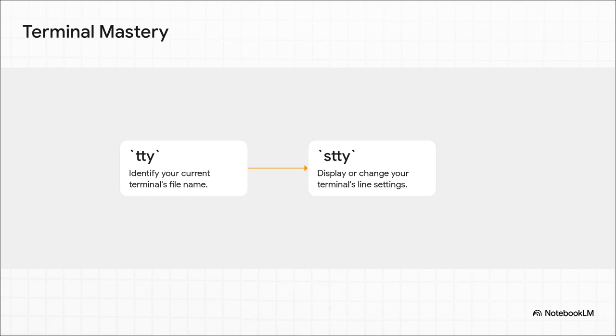Now, let's get a little more granular, down to the terminal itself. It's a simple two-step dance. Step 1, tty. This tells you your terminal's name. Think of it like asking, what's the address for this specific window I'm typing in? Step 2, stty. Once you know which terminal is yours, you can use stty to check or even tweak its settings. Yeah, it's a bit more advanced, but it shows you really get how the pieces fit together.